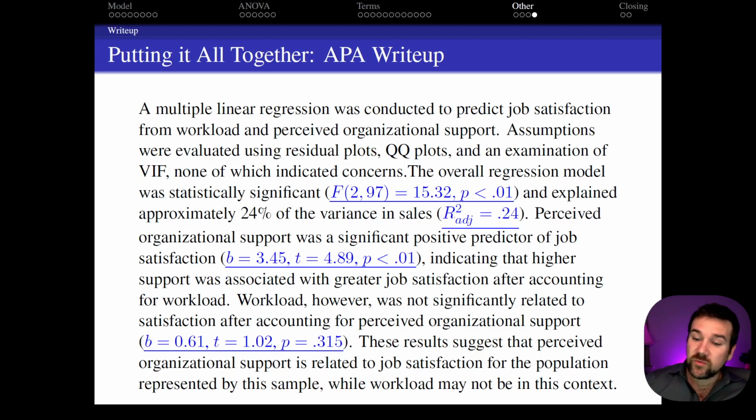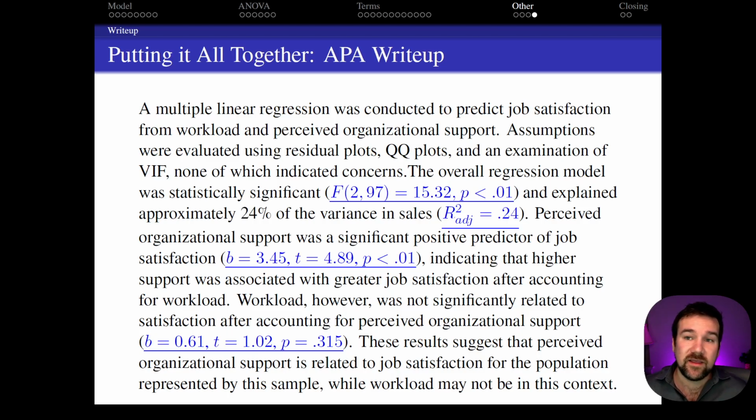Fantastic. Workload was not significantly related. And notice that these relationships are after accounting for the other variables. So I'm looking at workload on job satisfaction, and the interpretation is workload is not significantly related to job satisfaction after accounting for the other independent variable. And I have that, and then I state a little thing, these suggest blah, blah, blah. And I note that this is context dependent.